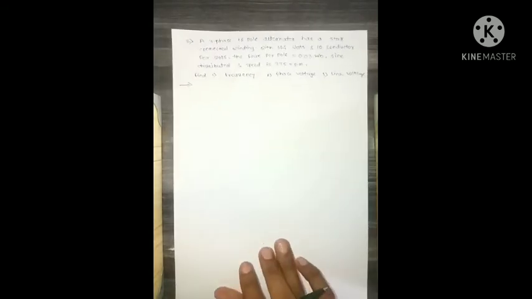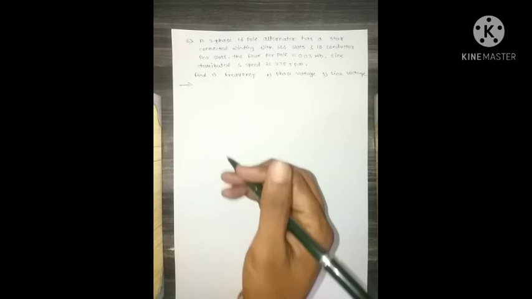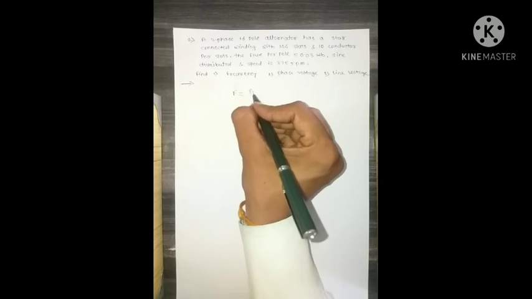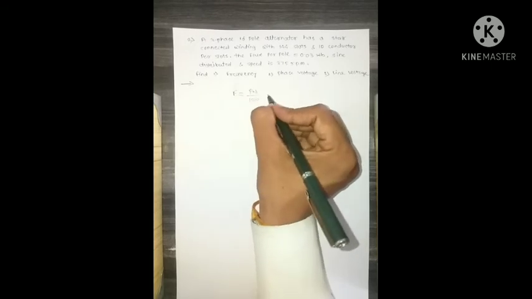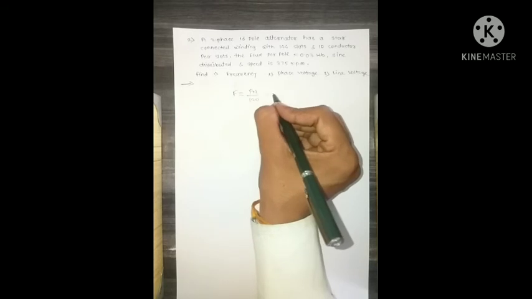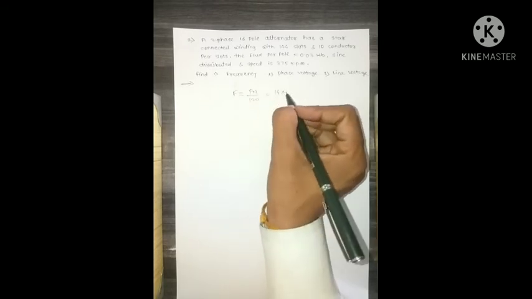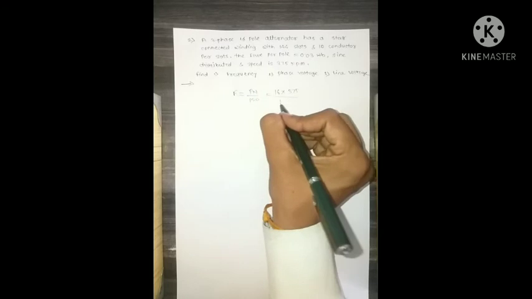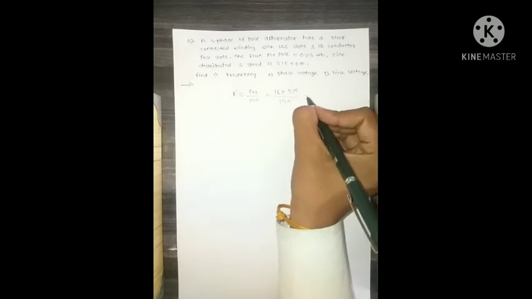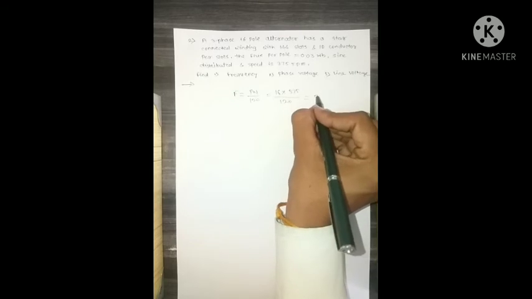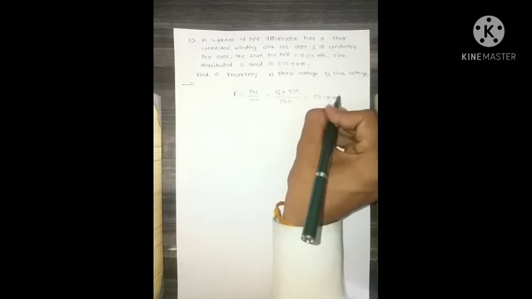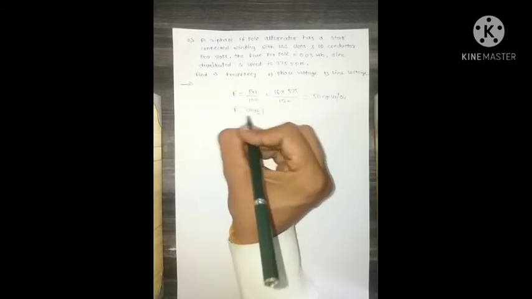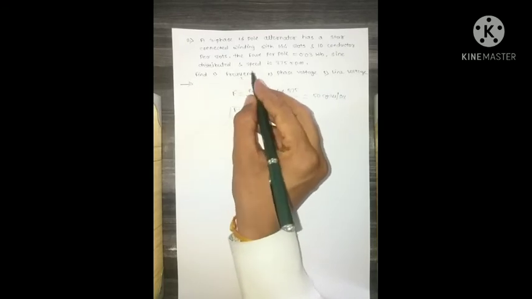So we start our numerical by first calculating the frequency, and we know that the formula for the frequency is f equals Pn upon 120, and the number of poles are 16, while the speed is 375 upon 120, and after calculating we will get 50 cycles per second, or f equals 50 hertz. We have calculated our frequency, that is the first point.